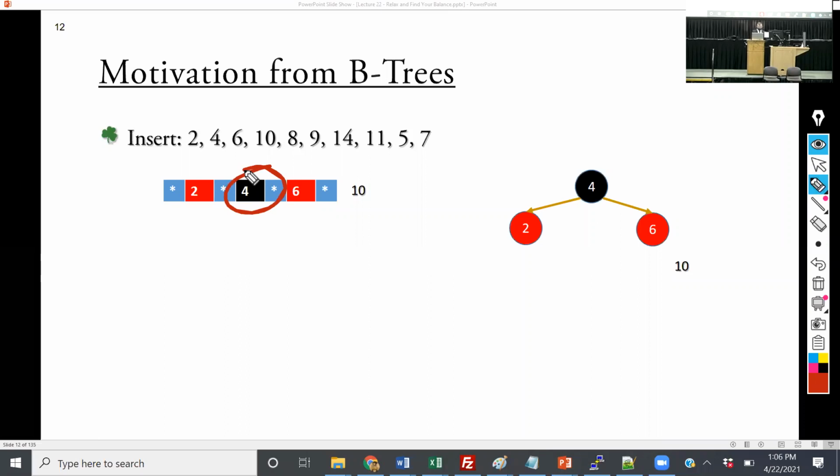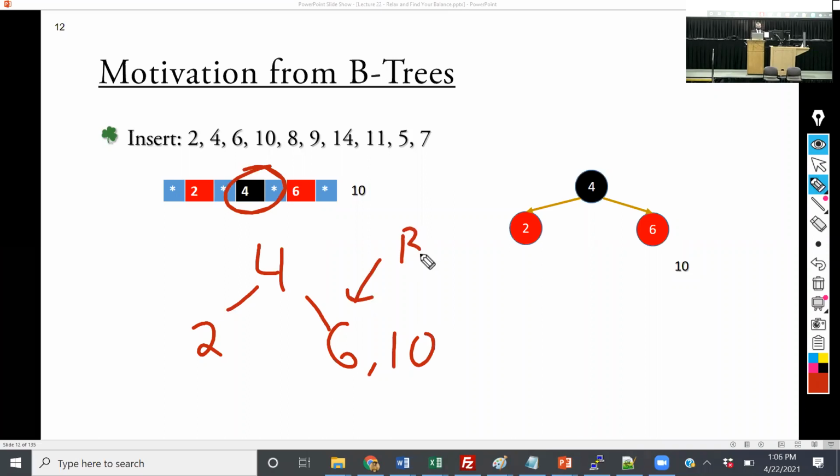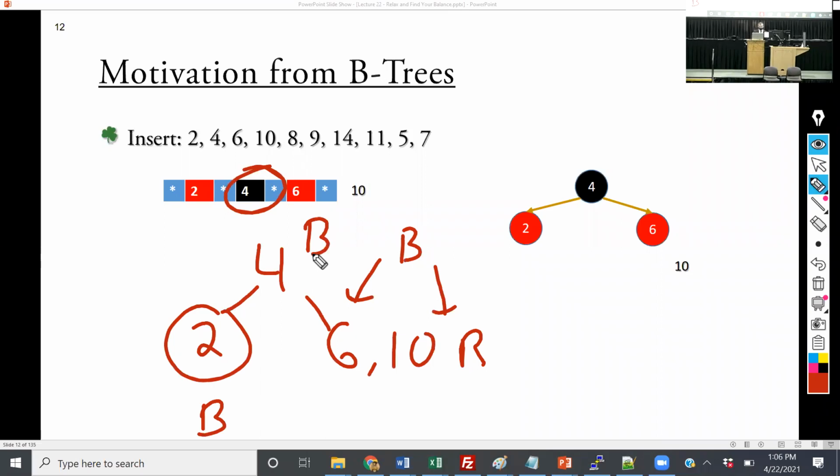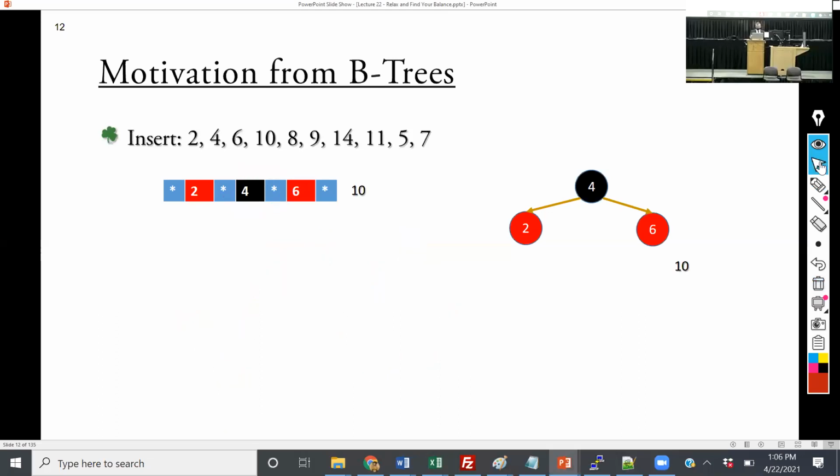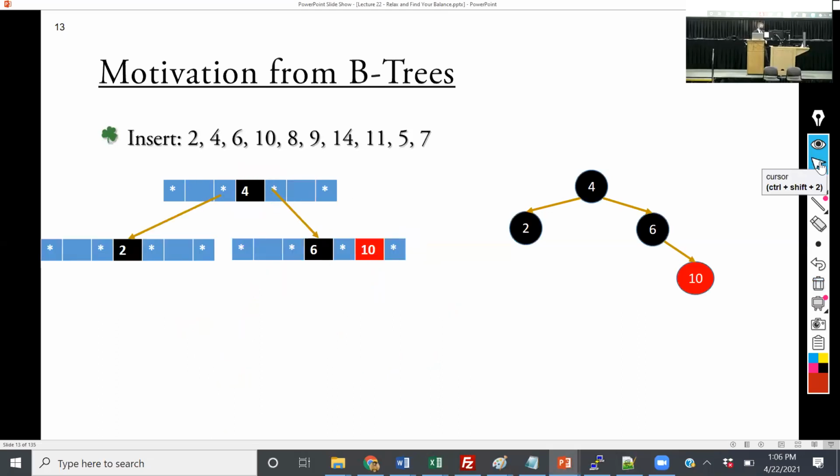So if I do this, what's going to happen is 4 is going to lift up, and it's going to have 2, and it's going to have 6 and 10 over here. In our thought experiment, 6 is going to be the new black node, and 10 is going to be red. 2 will be in its own node, and this will be in the middle, and it will be a black node as well. And 4 will be up here, and it will be black, because they're all going to be in the middle because they're by themselves. Does anybody have any questions on this so far?